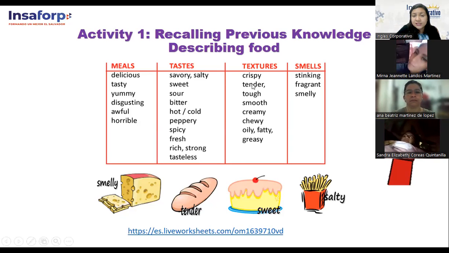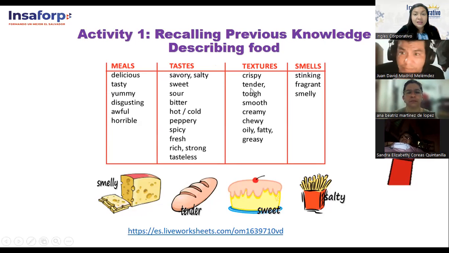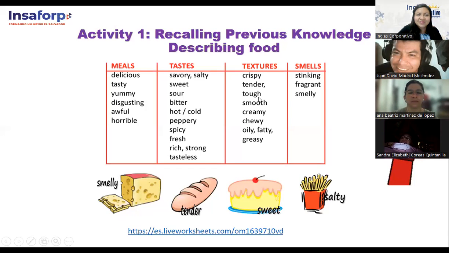Now, textures. For textures, you can say crispy. The food was like crispy chicken, or sometimes some cookies are crispy. Crispy, crujiente, yes. Tender is especially for meat. You say that it was tender. Tender chicken, tender beef, or tough, which is the opposite of tender. Okay. Smooth, like a smoothie. The texture is like the smoothie, smooth.